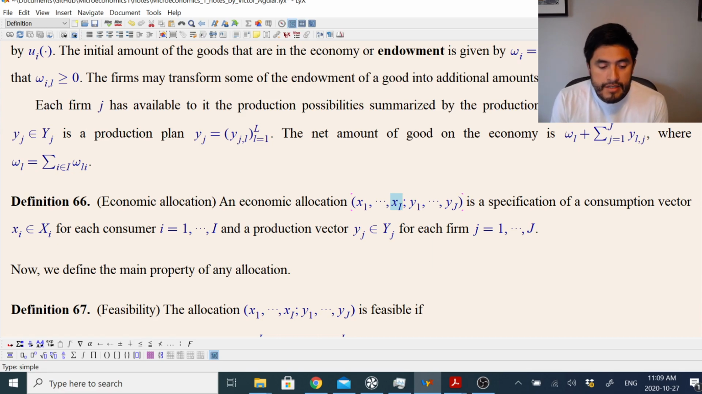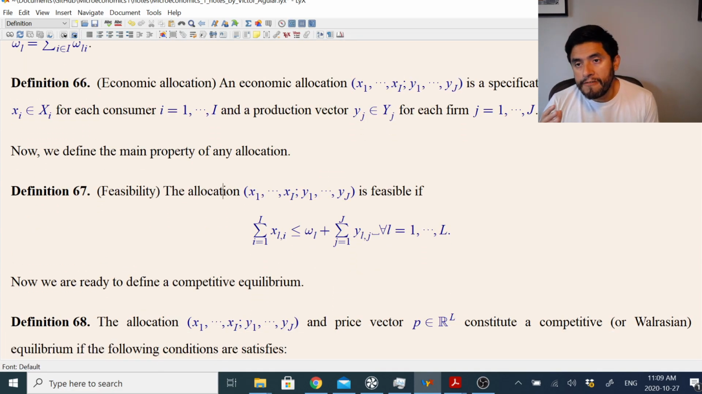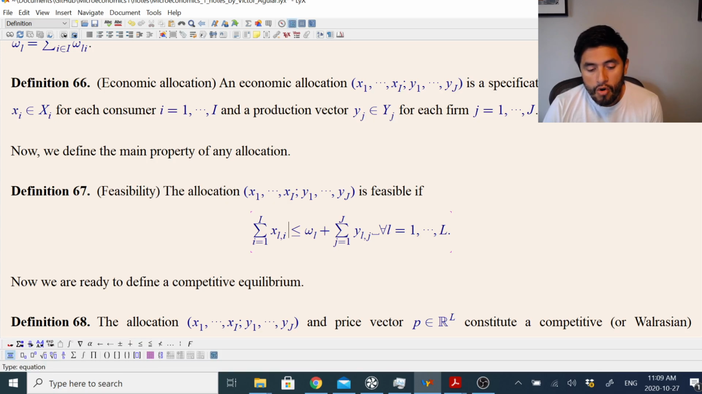So this is basically a specification of consumption for each consumer and a production plan for each firm. Notice that this is very general. Now, the allocation will be called feasible whenever the sum over every individual of the consumption of each good L is less than or equal to the total amount of physical goods of that particular good L.